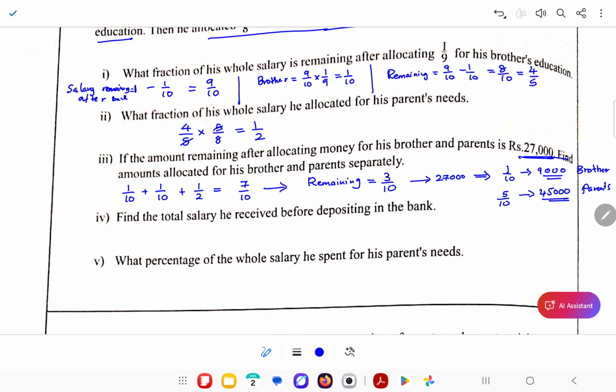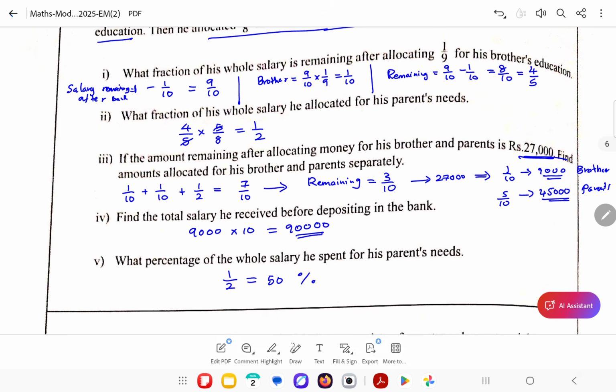Find the total salary he received. So 1/10 is 9,000. So 10 of them, so 90,000 is the total salary. What percentage of whole salary he spent for his parents' needs? Half, fraction half means 50% was spent for parents' needs.